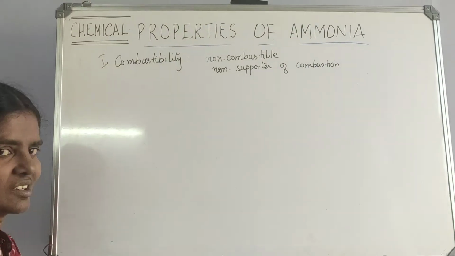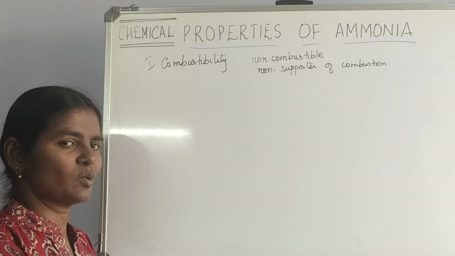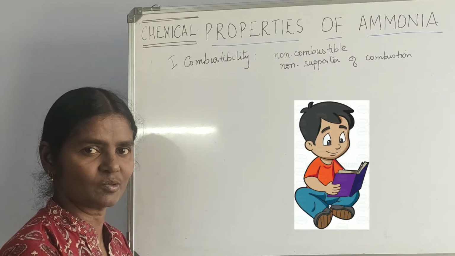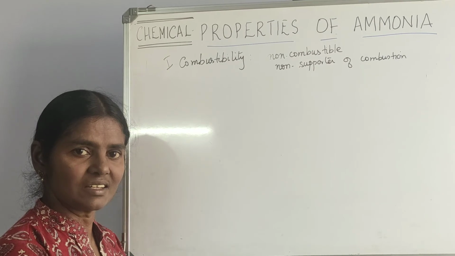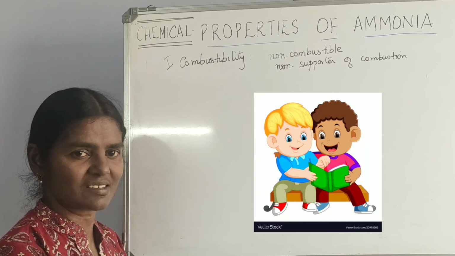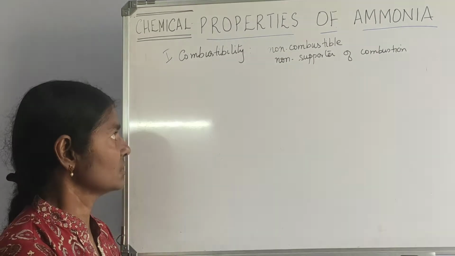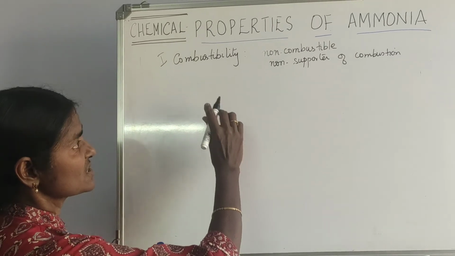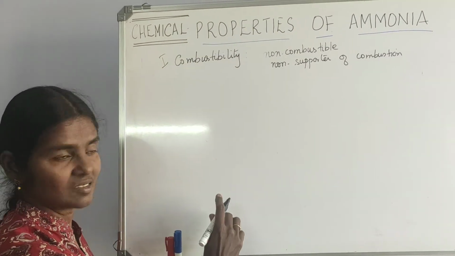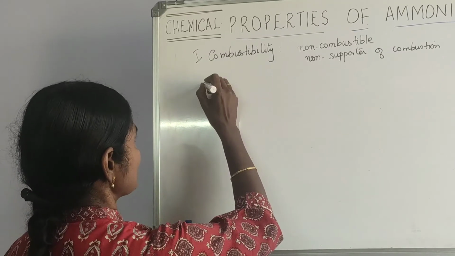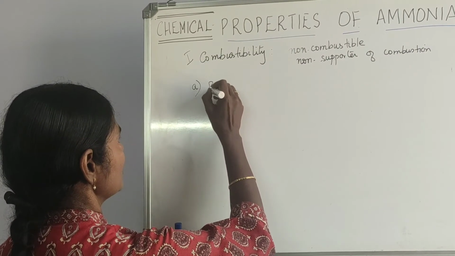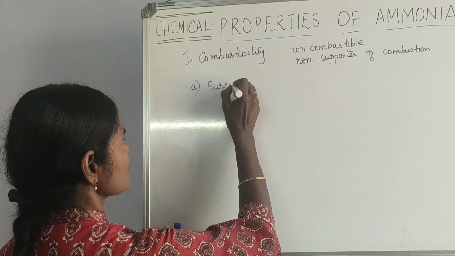There are some children in the class who will be quiet, who will not react, who will not interact as long as they are alone. But when somebody else comes in, they are very interactive, they start talking. Similarly, when ammonia is burnt in oxygen, then it starts reacting. So the first thing that we see here is the burning of ammonia in oxygen.